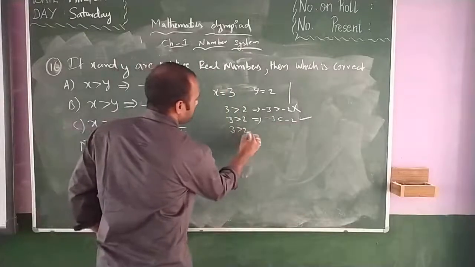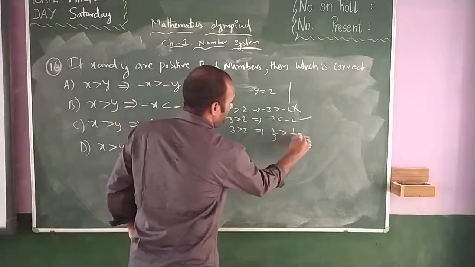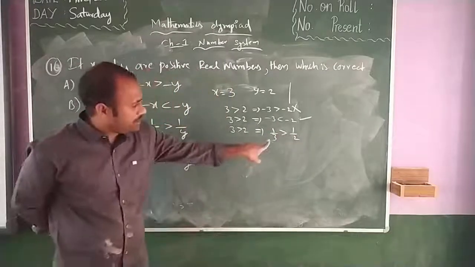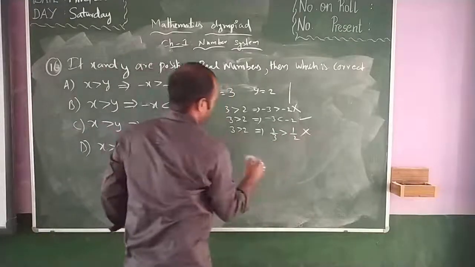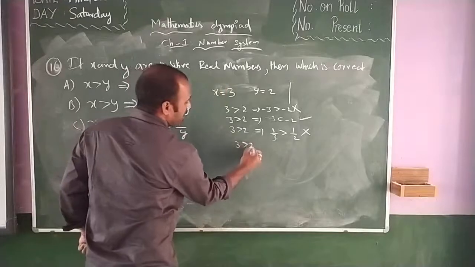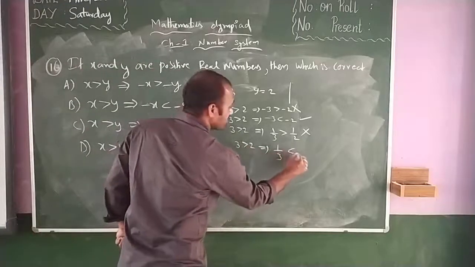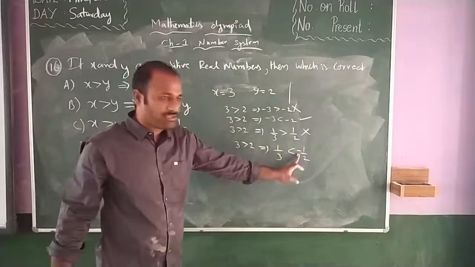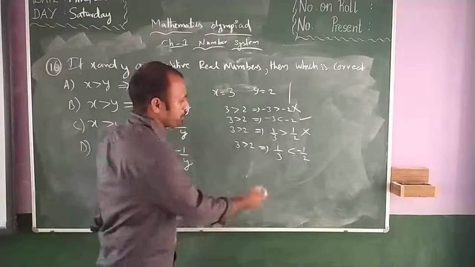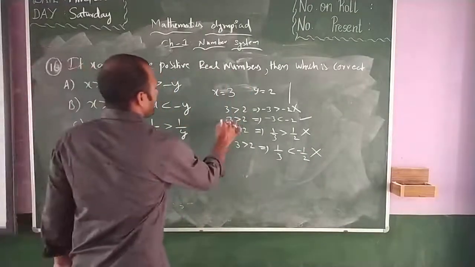Third one, if 3 is greater than 2, then 1 by 3 is greater than 1 by 2. I have already discussed that the denominator which is bigger will make the fraction smaller. So this concept is wrong here. If 3 is greater than 2, then 1 by 3 is less than 1 by 2. A negative number will always be smaller than a positive number. So which one is correct? The second option is correct.